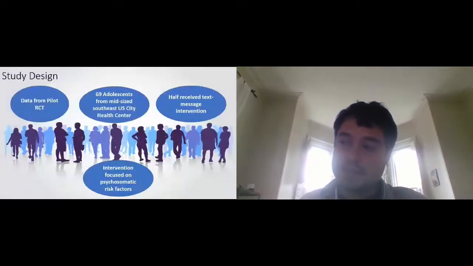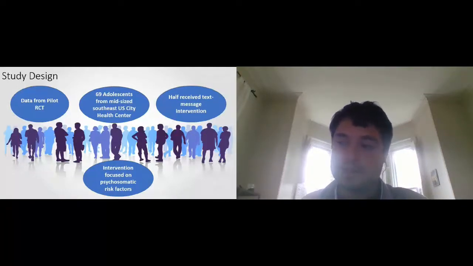So this analysis uses data from a pilot randomized controlled trial of an intervention aiming to reduce the risk of substance use among adolescents. 69 adolescents were recruited from a health center in a mid-sized southeast U.S. city. Half of the participants, 34, received a text message intervention that was oriented around peer and place-based behavioral mechanisms. And the other half served as a control and did not receive this text message intervention.